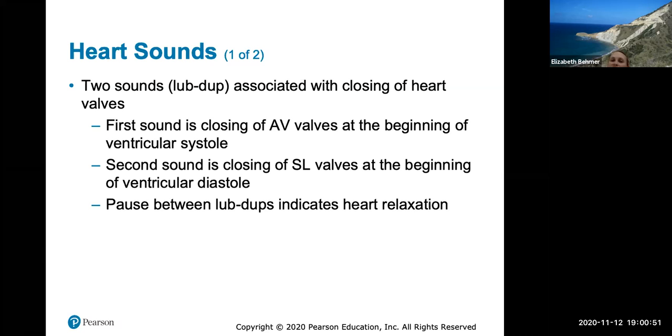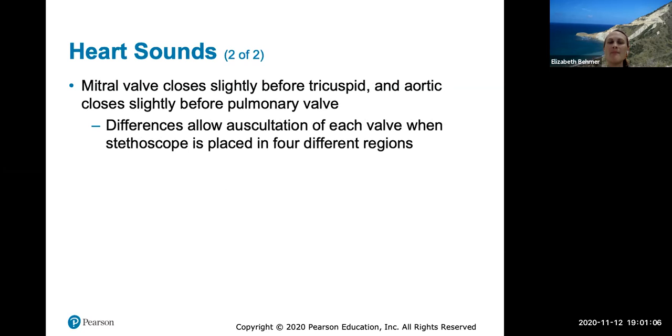So your heart sounds, we talked a little bit about these. The first sound is the closing of your AV valves. The second sound is the closing of your semilunar valves. And the pause between the lub-dub, lub-dub sound is just when your heart is relaxing. The mitral valve closes slightly before the tricuspid valve. Again, mitral and tricuspid are your AV valves. And the aortic closes slightly before your pulmonary valve. These differences allow auscultation of each valve.